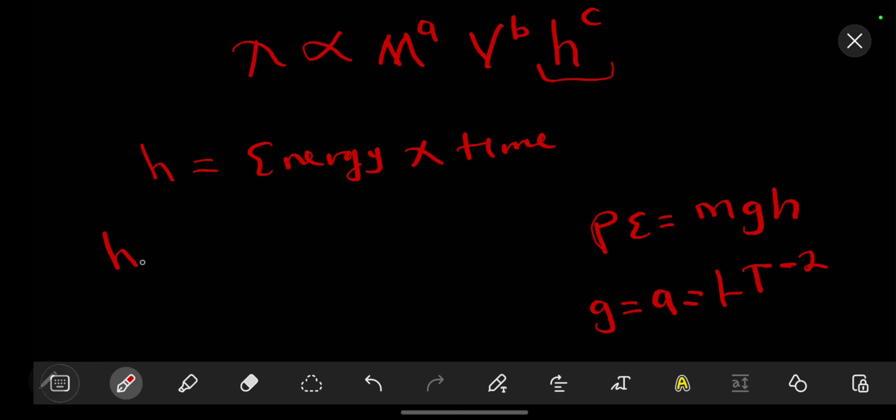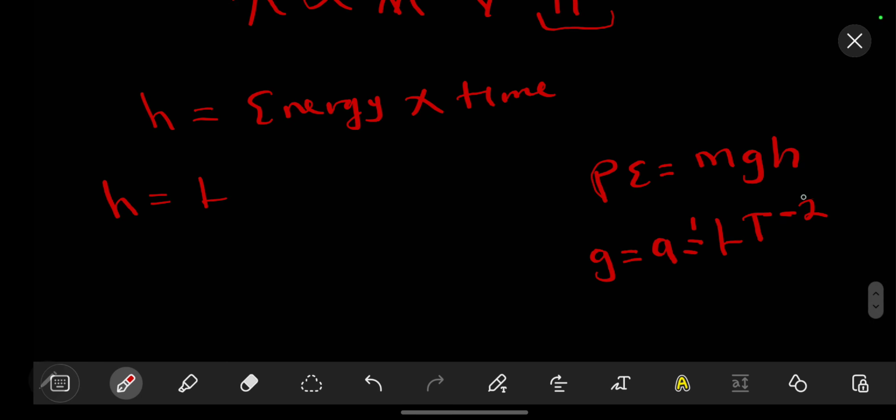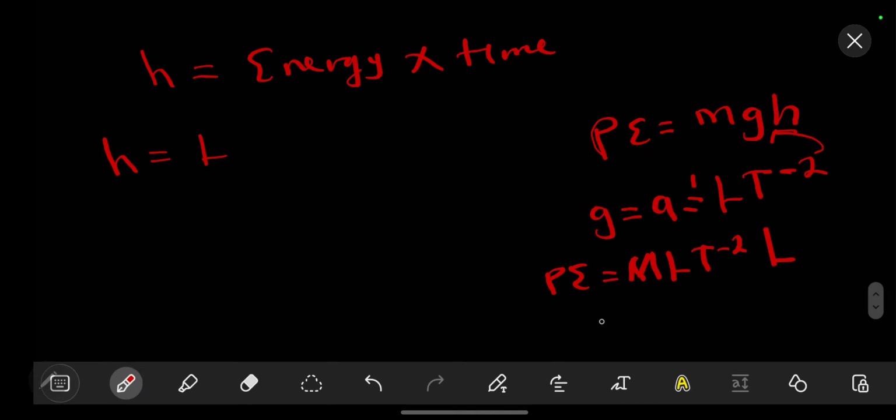So here we can replace, where there is g, we are going to say potential energy should be equal to mass, then gravity is L t raised to the power -2. Then we have our h, which is height. So the height is equal to the length L. Height is also length. So we can say that the potential energy, which is just energy, is equal to m L squared t raised to the power -2 like that.